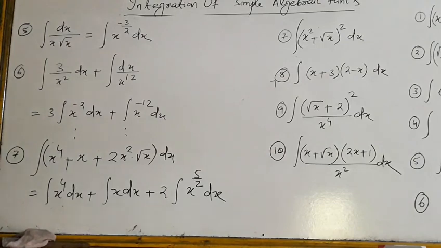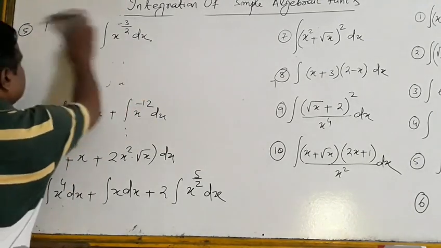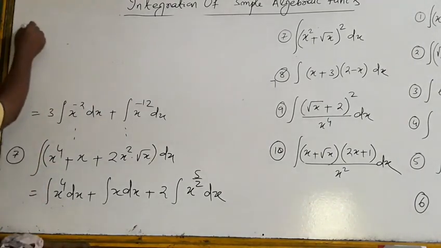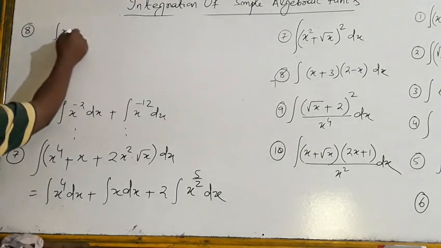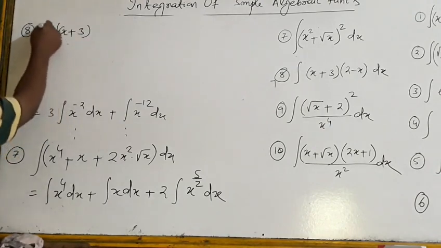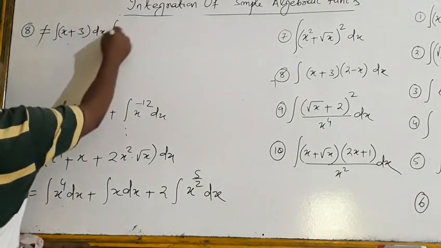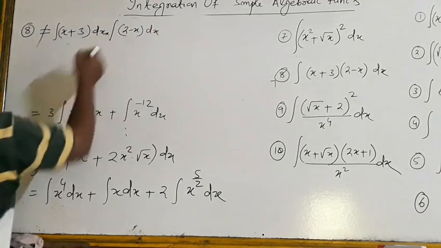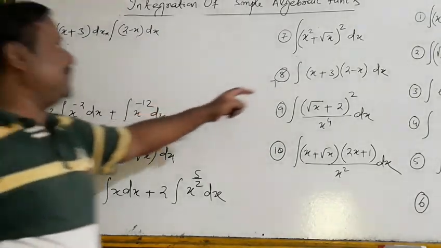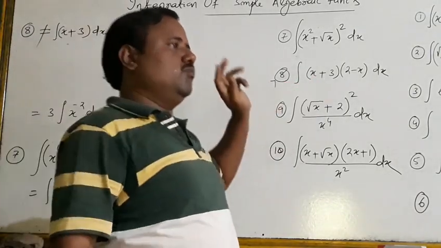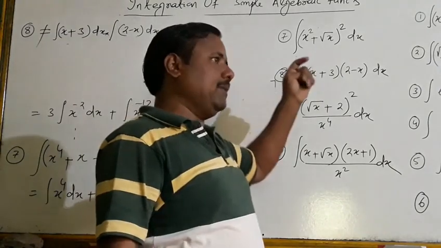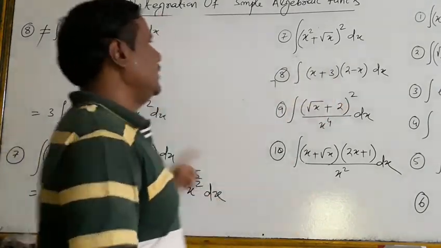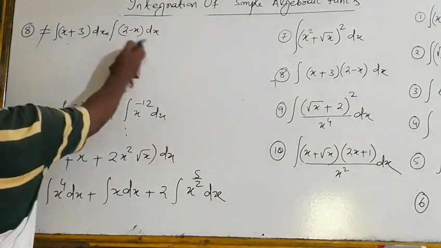And number 8 is also very easy. Just multiply. Don't write the integration of (x + 3) never equal to the integration of this into the integration of (2 − x). Don't write. There is no formula like this, u into v. There is a formula after 5 classes, I will tell. The integration of a product of two functions. Here no. Don't write like this.